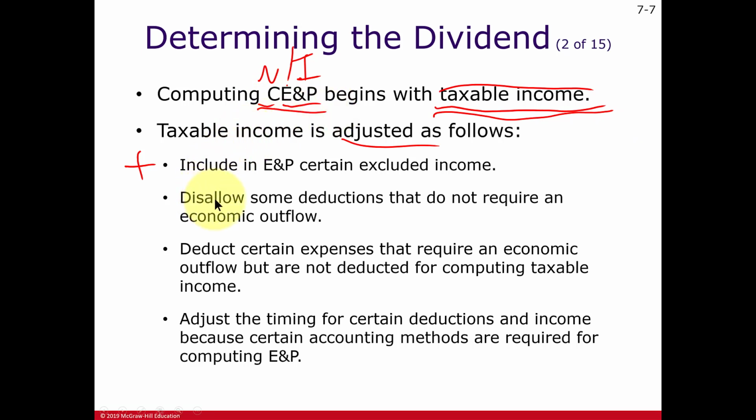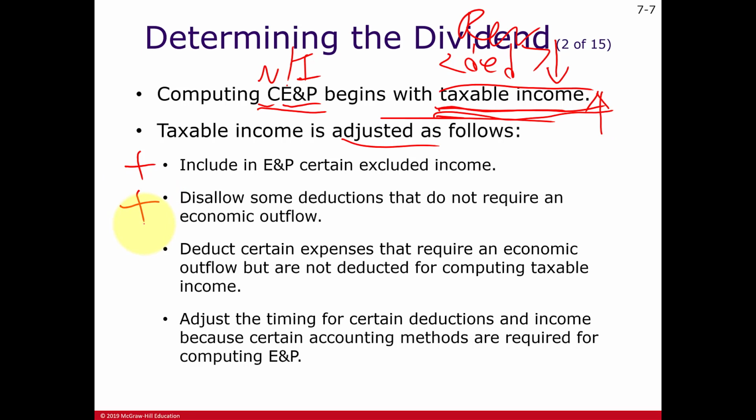Here it says disallow some deductions that do not require an economic outflow. So when you disallow a deduction, let's start this off here. Revenue minus deductions equals the taxable income. So if you disallow deductions, you're reducing deduction and increasing the taxable income. So this adjustment is going to increase the taxable income.